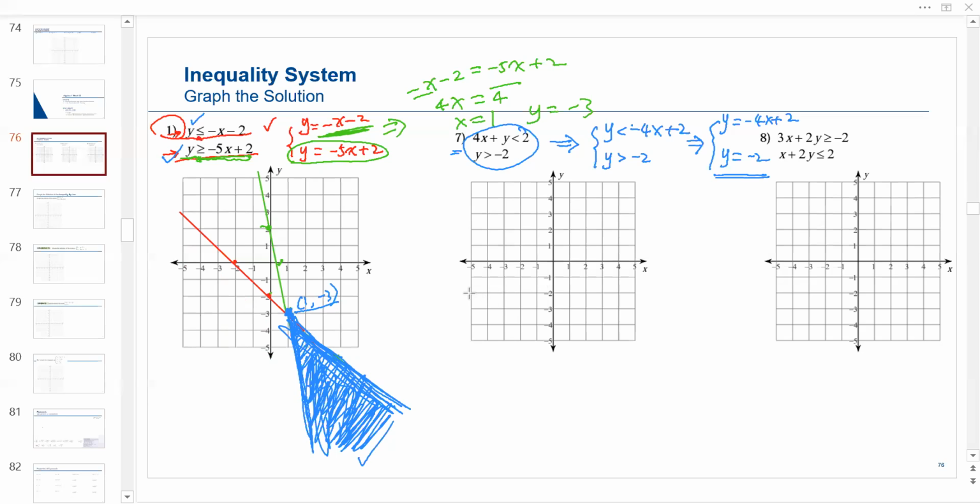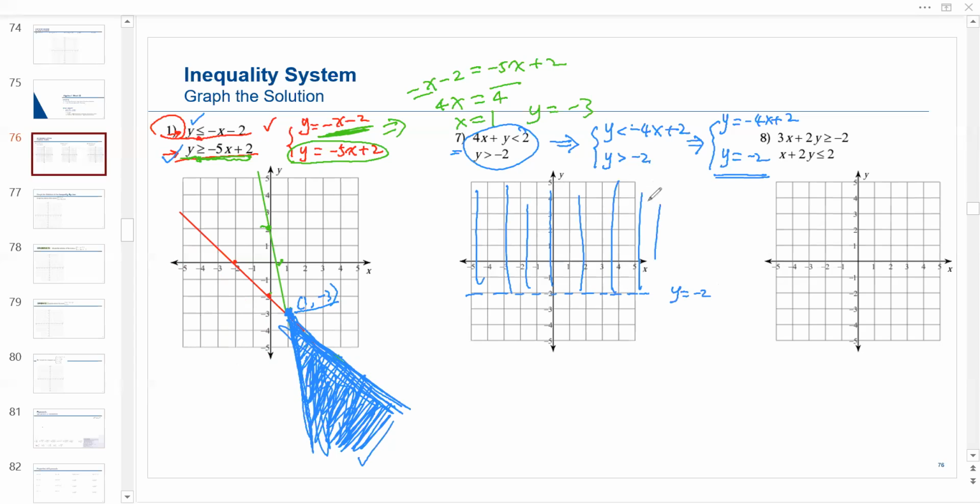y equals -2 is right here. Oh, we have to use a dash line, because what? Because they are not included. So we need a dash line for y equals -2. y greater than -2 should be this part.